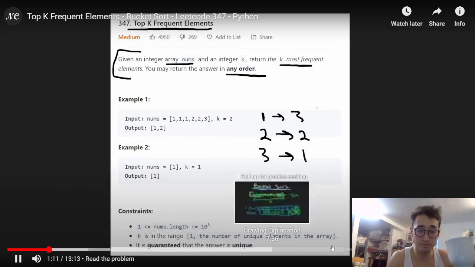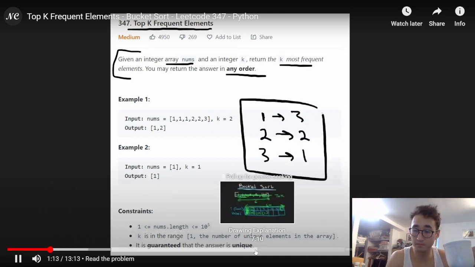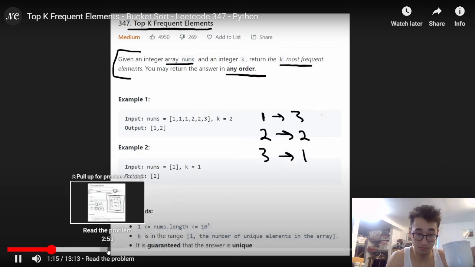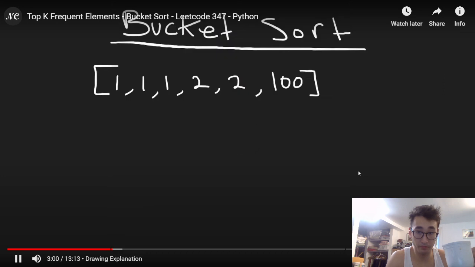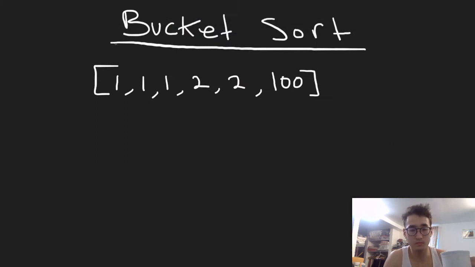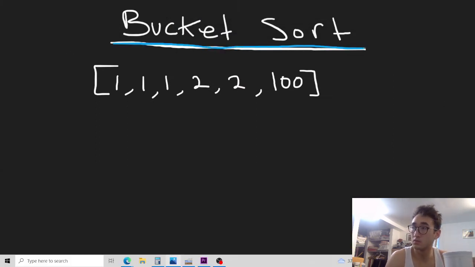And then we can take this list of pairs, and then we can sort it in ascending order. But this problem can actually be solved in linear time if you use an algorithm called bucket sort.